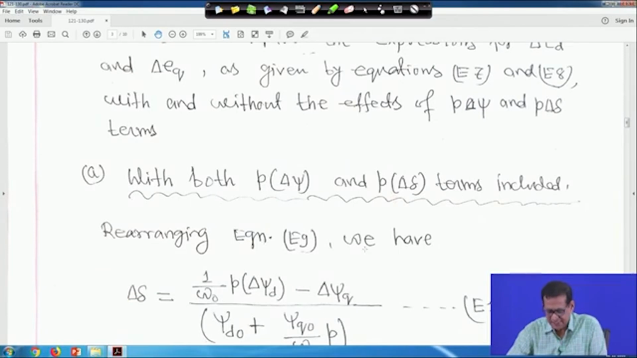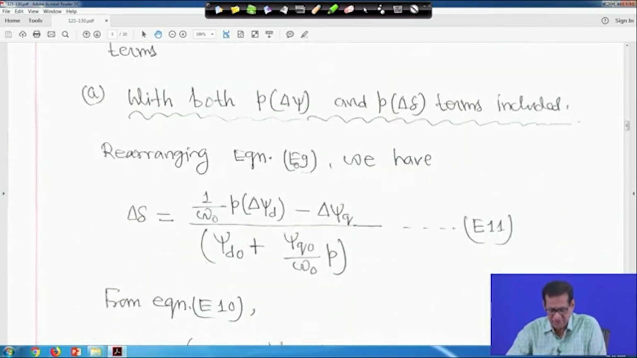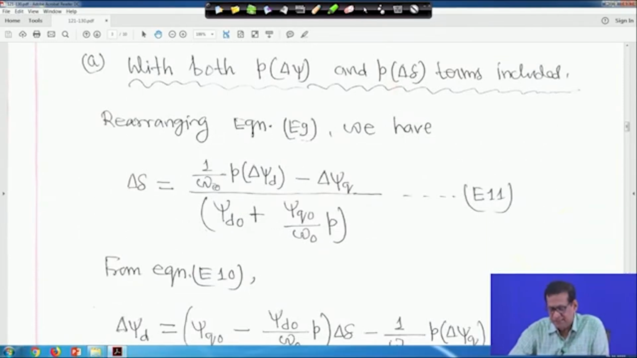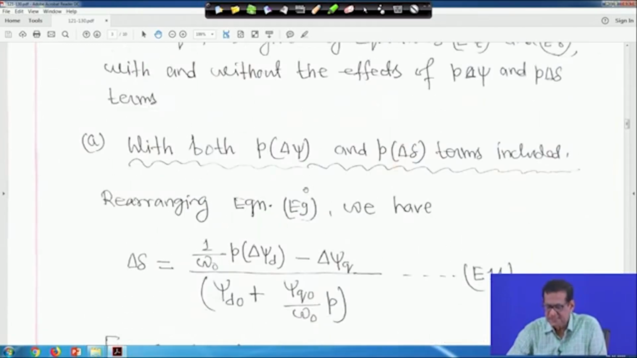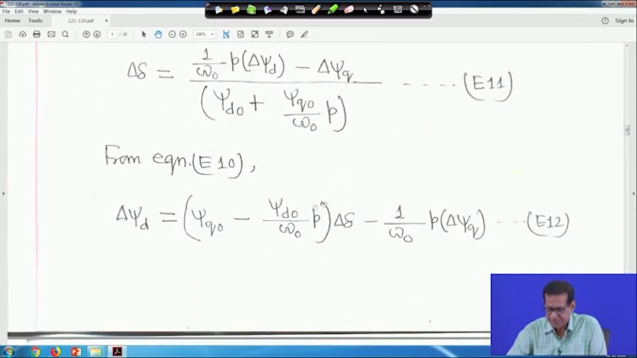Now, rearranging equation E9, that is psi d0 delta delta, if you rearrange this equation, delta delta will become 1 upon omega 0 p delta psi d minus delta psi q upon psi d0 plus psi q0 upon omega 0 p. This is equation E11, right. Now, from equation E10, you rearrange, you will get delta psi d will be psi q0 minus psi d0 upon omega 0 p delta delta minus 1 upon omega 0 p delta psi q. This is equation E12, right.